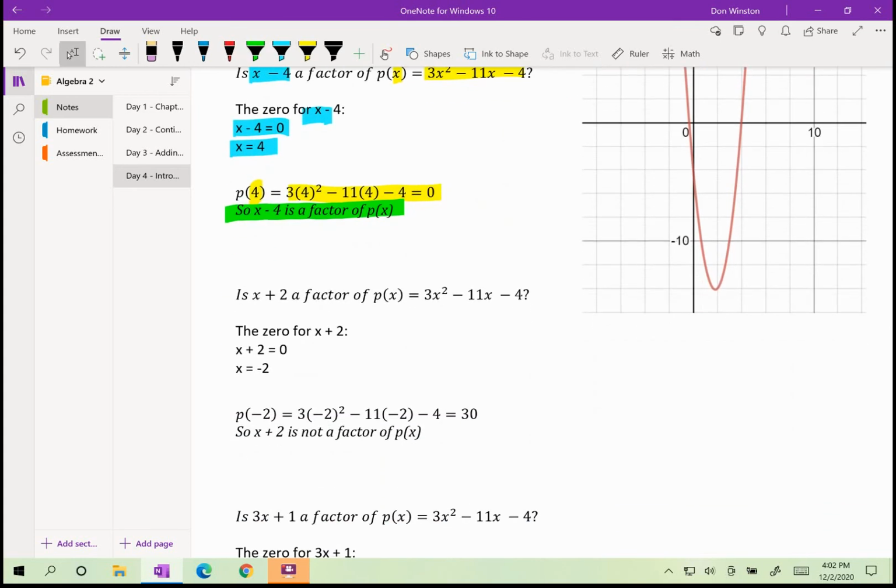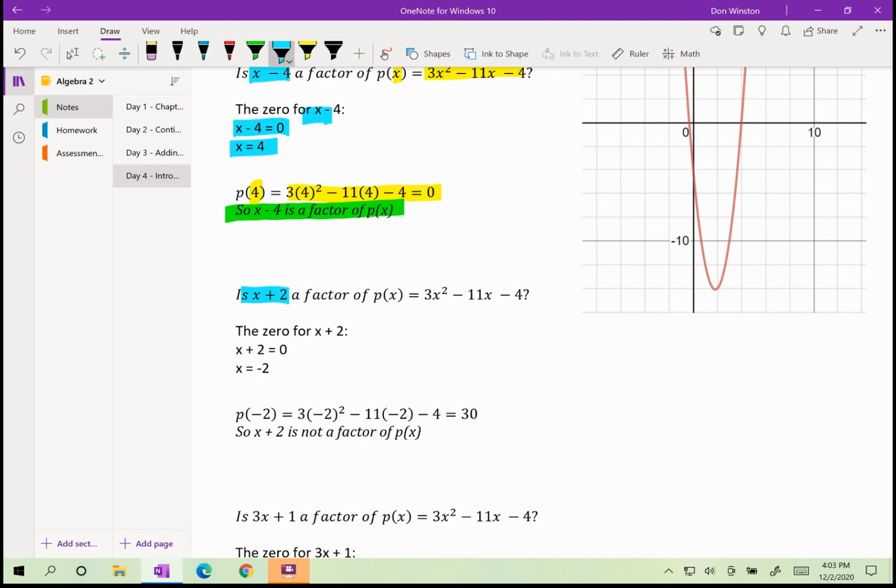Is x plus 2 a factor of that same polynomial 3x squared minus 11x minus 4? So I start with my potential factor. It may not be a factor. We don't know. It's a potential factor. We knew that x minus 4 was a factor because when we got the 0 for x minus 4 and plugged it into the polynomial, we got 0. But is x plus 2 a factor?